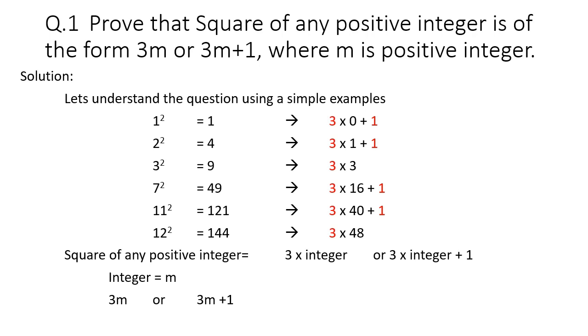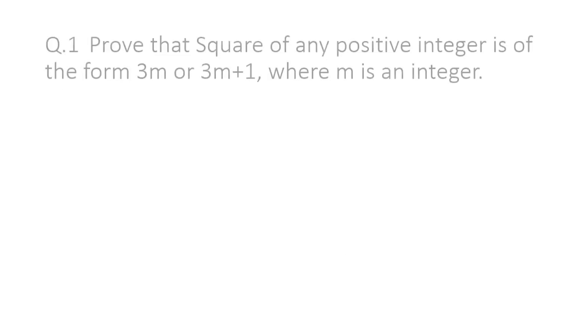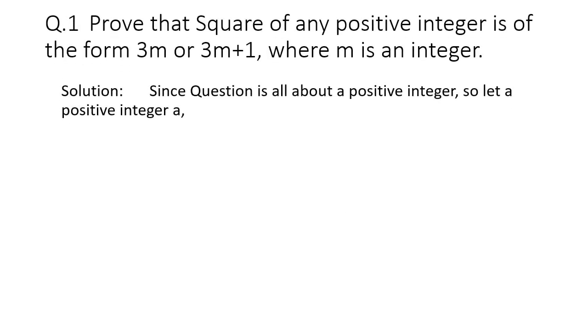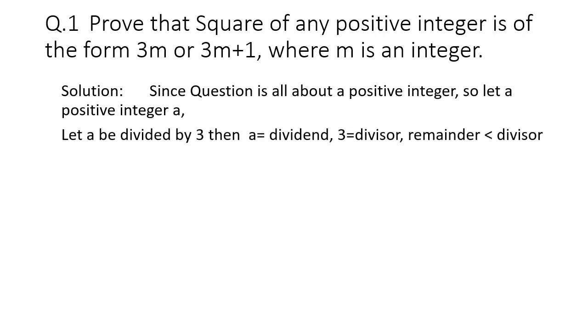Now we are to prove this particular concept using Euclid division lemma. Since the question is all about a positive integer, we are taking this positive integer as a. We are assuming that positive integer according to the question as a. Obviously, since a is a positive integer, we can apply Euclid division lemma. So let us divide a by 3.